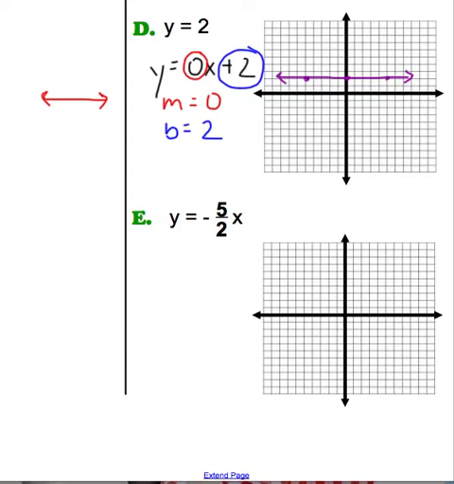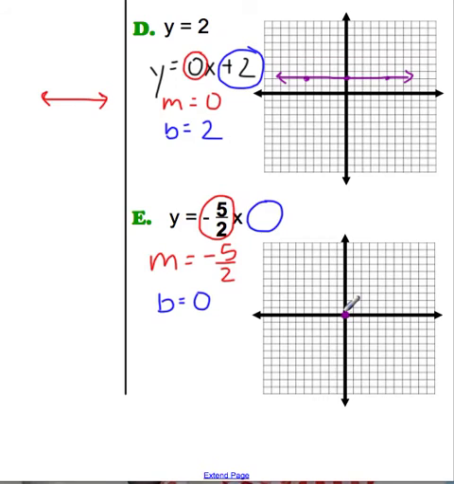I'm going to take a look at this one. I see that there's this negative 5 halves, so I know that my slope is equal to negative 5 halves. And then I'm going to go ahead and take a look here and see that there is absolutely nothing after that x, which means our b is equal to 0, which tells me that I'm going to have a graph that crosses the y-axis at 0, which means it's going to therefore cross at the origin.